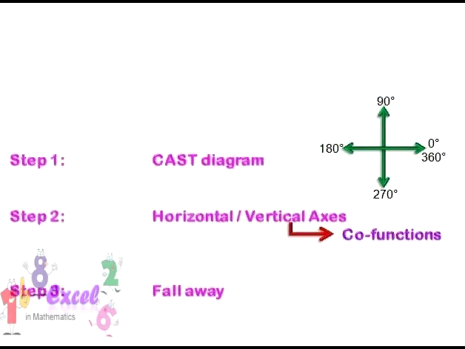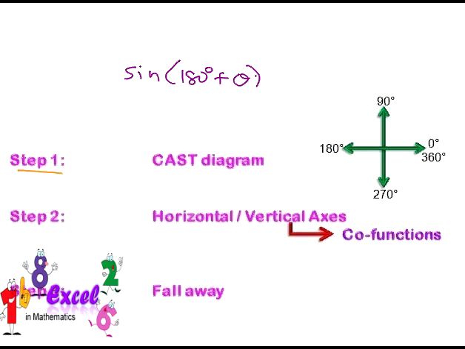Given an expression, say for instance something like sine of 180 degrees plus theta or x or whatever the case might be, and you need to reduce that to a single trigonometric function. You can always make use of the three-step method. Step 1 says first find out whether the expression is positive or negative using the CAST diagram.